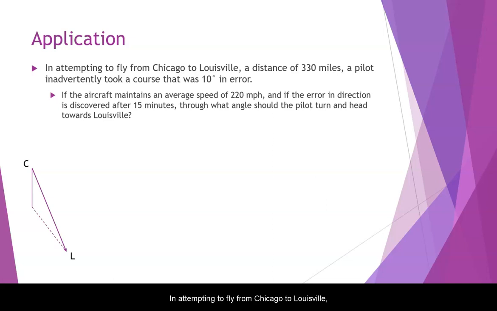In attempting to fly from Chicago to Louisville, a distance of 330 miles, a pilot inadvertently took a course that was 10 degrees in error. I sketched out a picture here. So here's Chicago, down here is Louisville, and this distance is 330 miles. A pilot took a course that was 10 degrees in error, so this angle up here is 10 degrees.